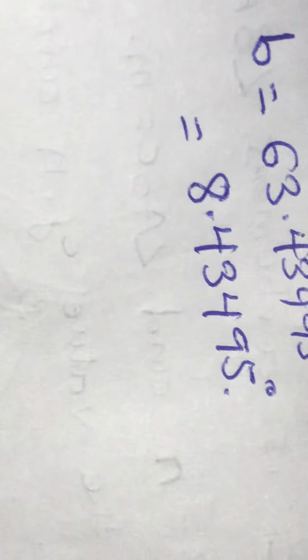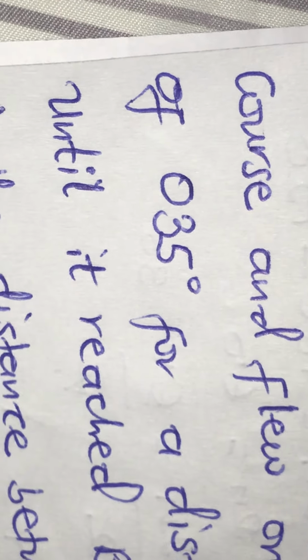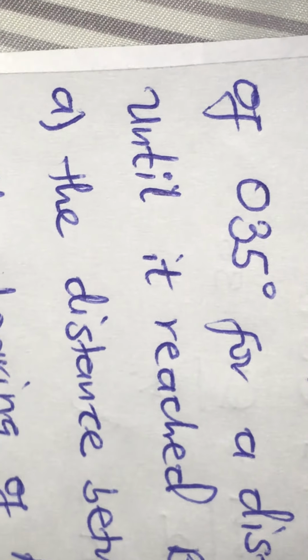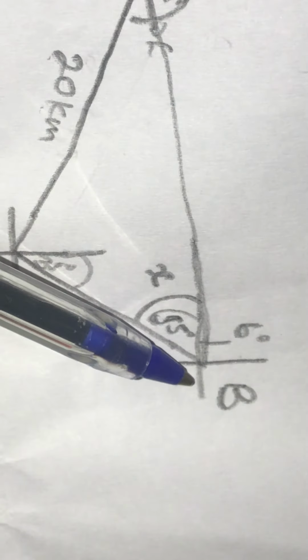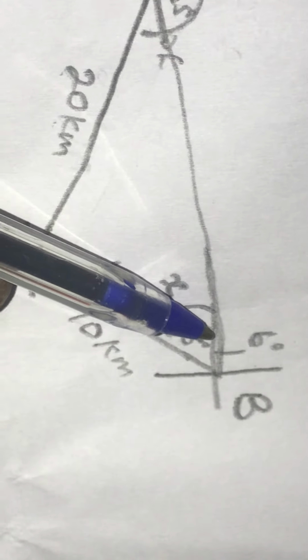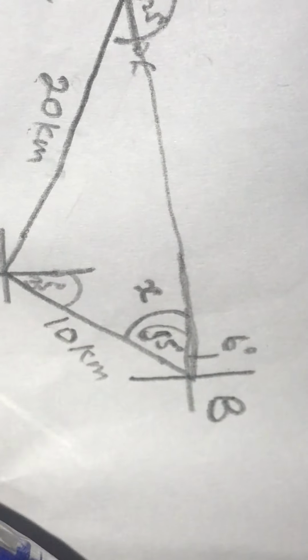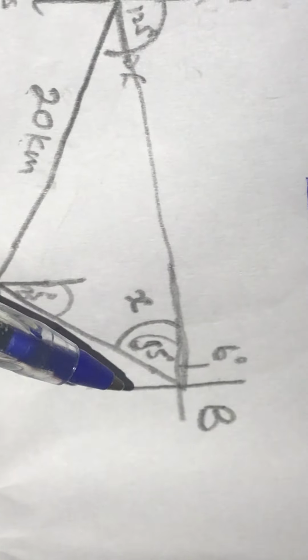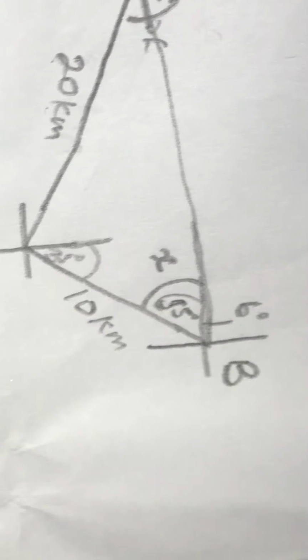Good. Then we now come to the main question. Find the bearing of A from B. The bearing of A from B, you know that it is 90 plus 180 plus the whole of this side, which is 270, plus our little angle here. Do you understand? And the little angle is giving us 8.43495. So it's going to be 270 degrees plus the angle we've gotten at this side. So let's work it out.